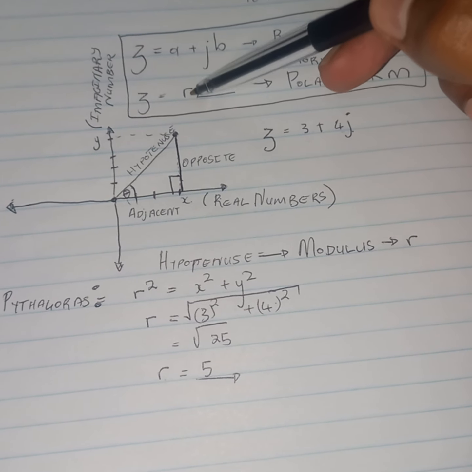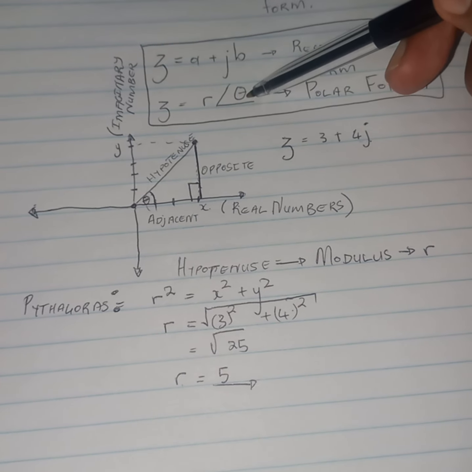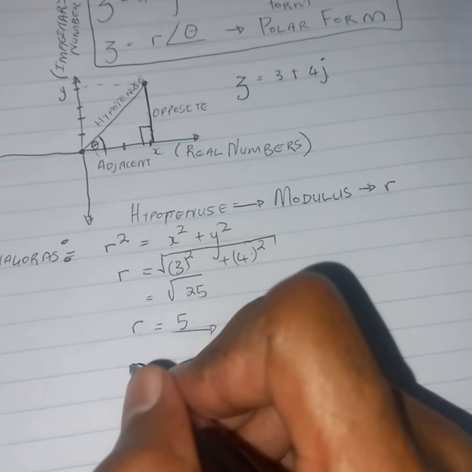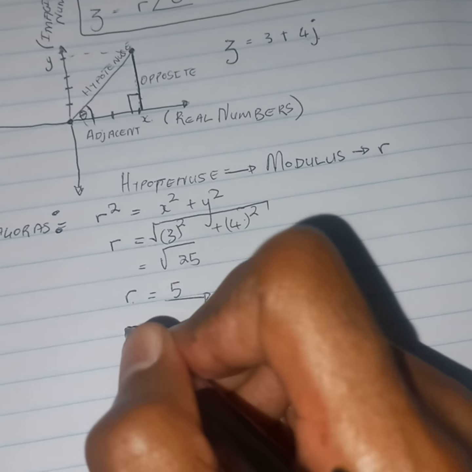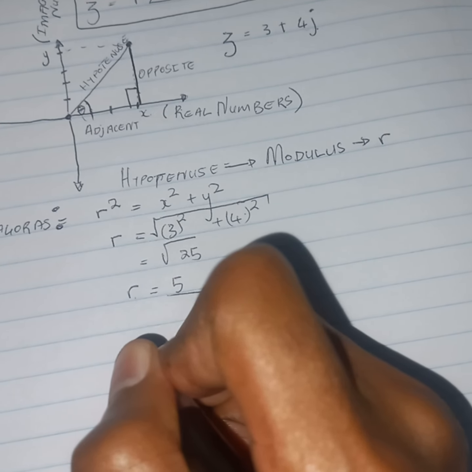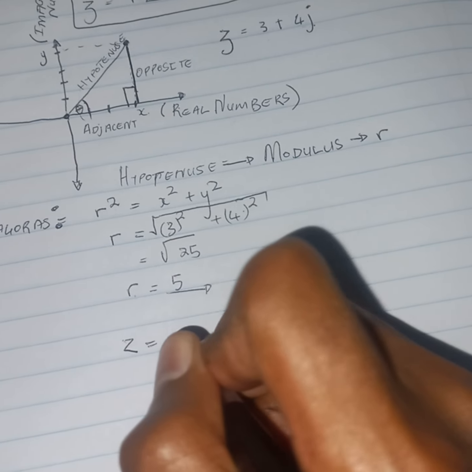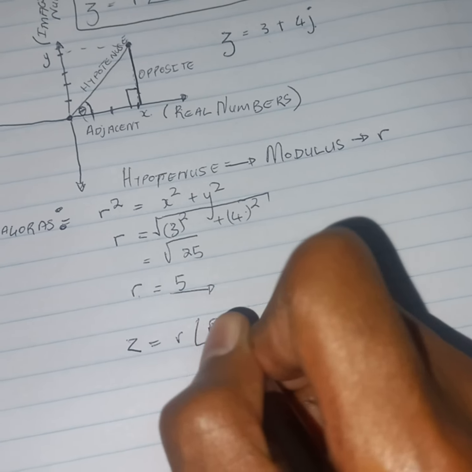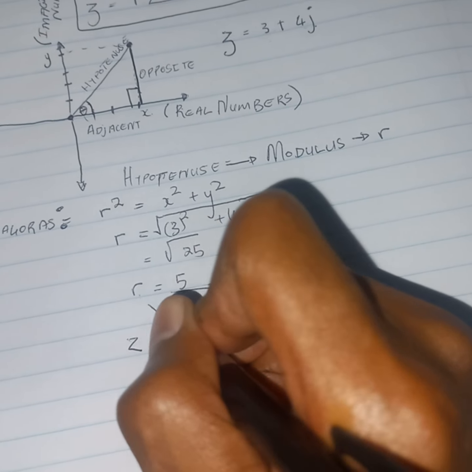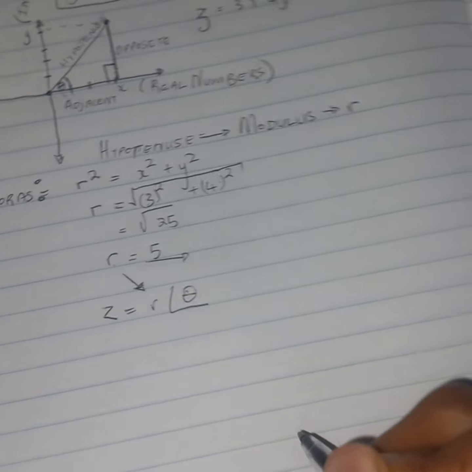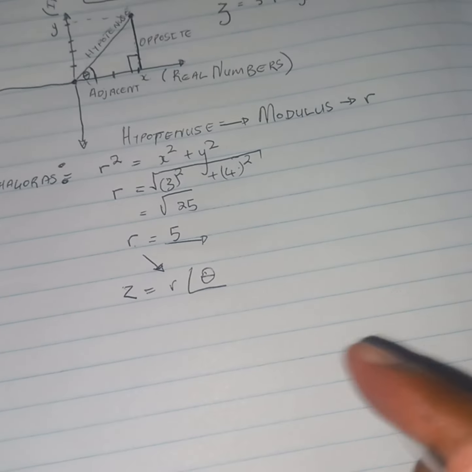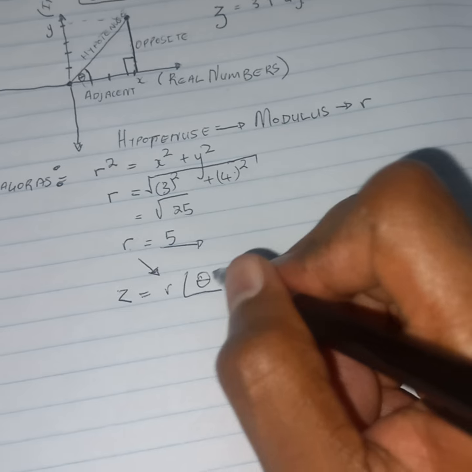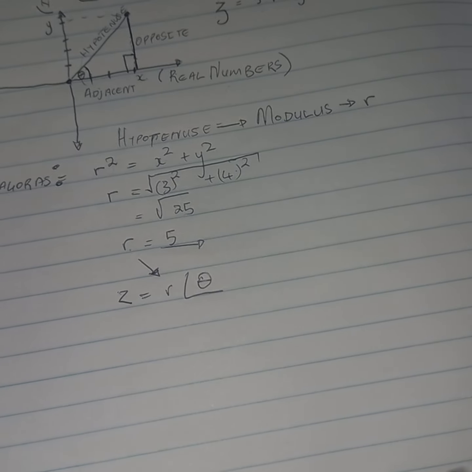It goes straight to this. But now, as you can see, remember that I'm just going to write it down. Z is the same as r angle theta. So we just found r to be 5, right? So how do we then go and calculate theta?